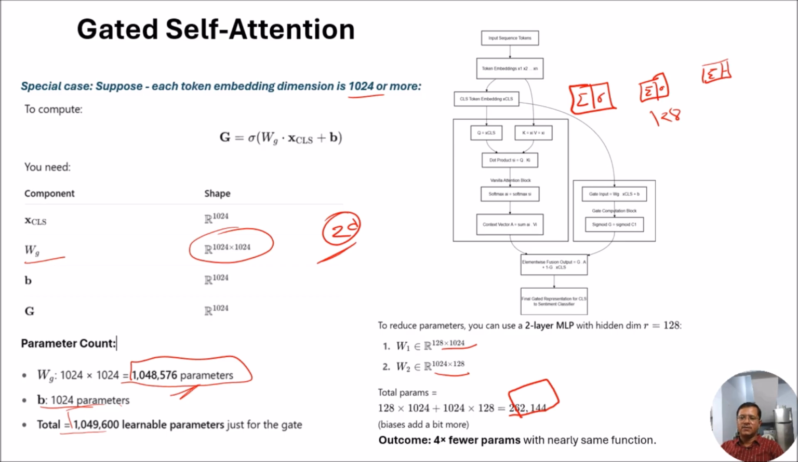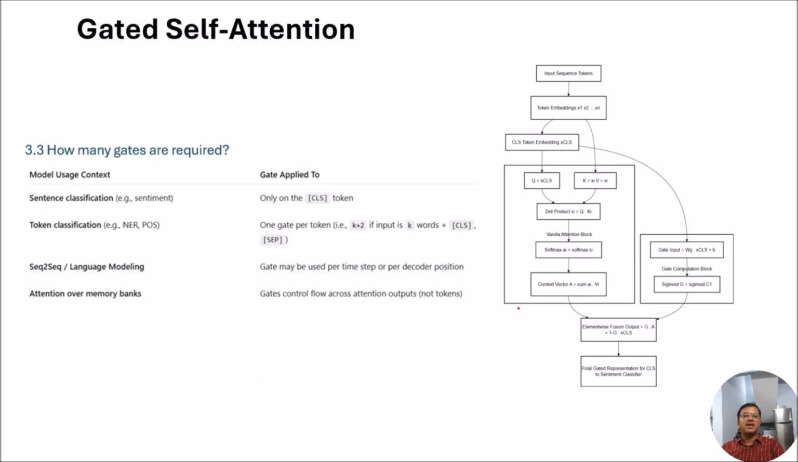There may be multiple other ways to control this. Another thing is how many gates are required. I already said that for binary classification we used one gate for the CLS token. Suppose for token classification like NER and POS, and the total number of words in the text is K, plus one CLS and one SEP, then K plus 2 gates will be required. Again, for sequence to sequence and language modeling, how many gates are required?